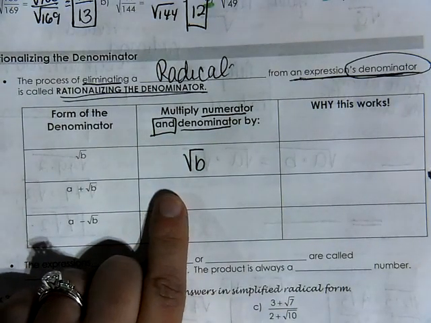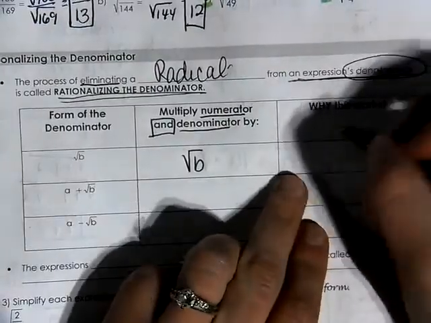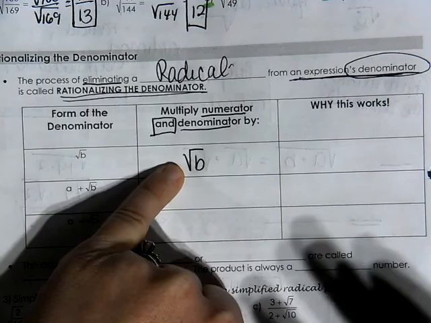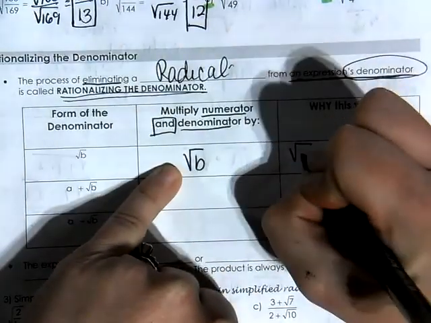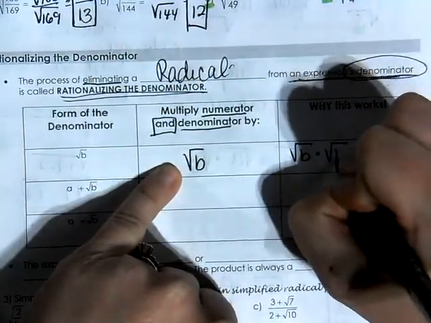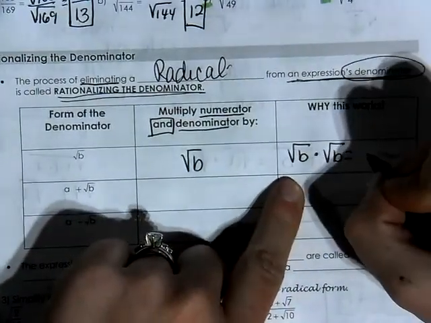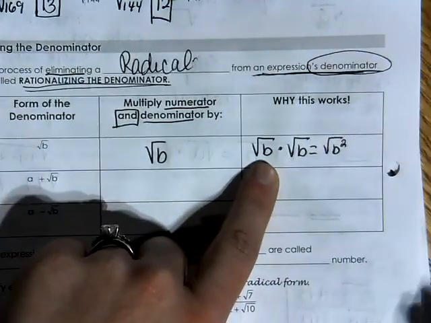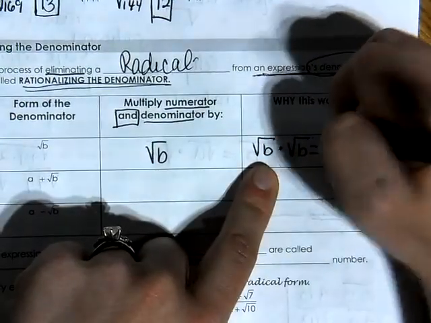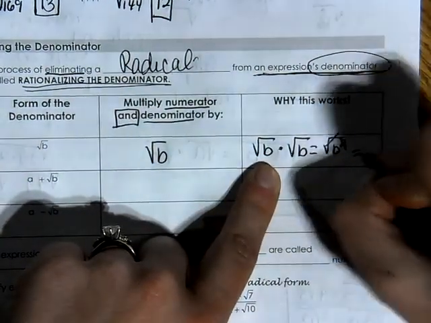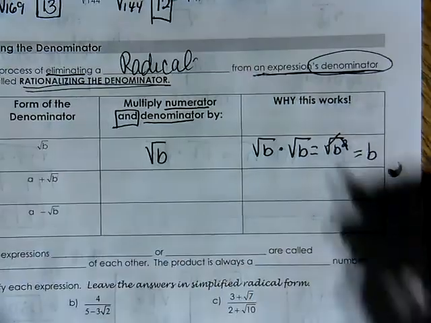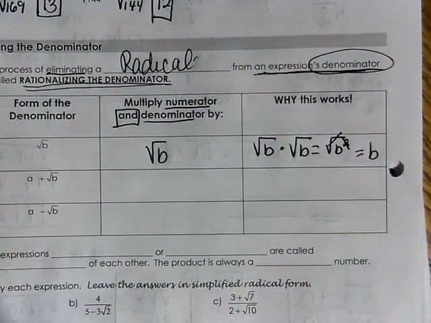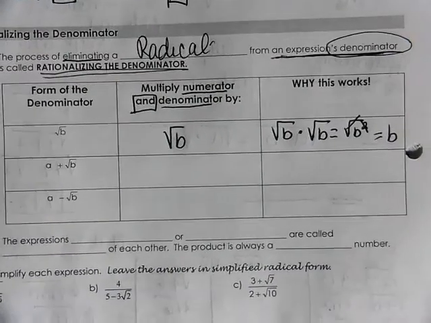So why does this work? Well, it works because if you have a denominator of square root of b and you were to multiply the square root of b times the square root of b, this would equal the square root of b times b, which is b squared. And what's really cool is that a square eliminates a square root, leaving you with just the letter b. The radical completely goes away, and you are simply left with the number itself.